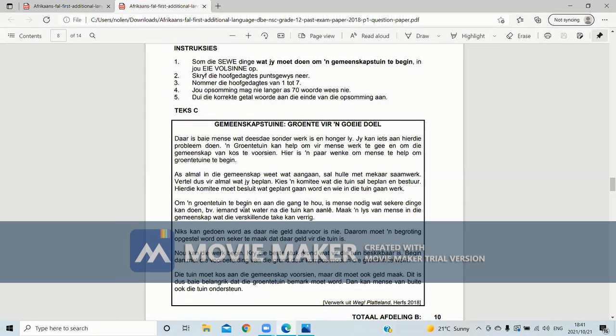Okay, and then om 'n groentetuin te begin en aan die gang te hou, is mense nodig wat sekere dinge kan doen.